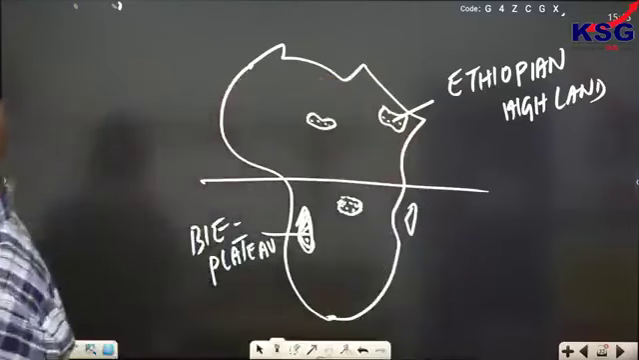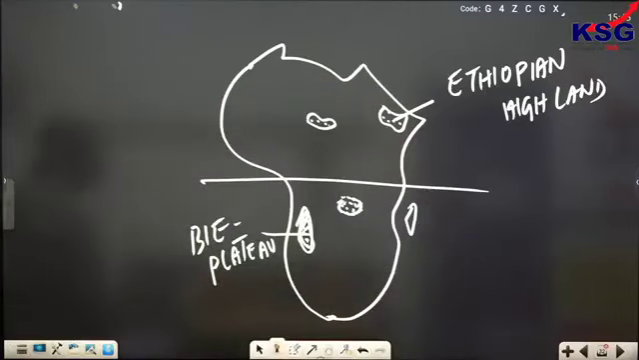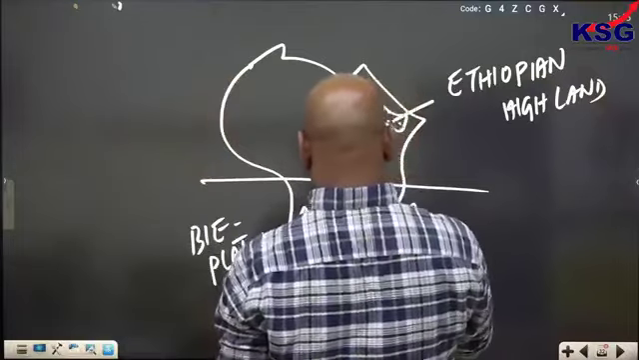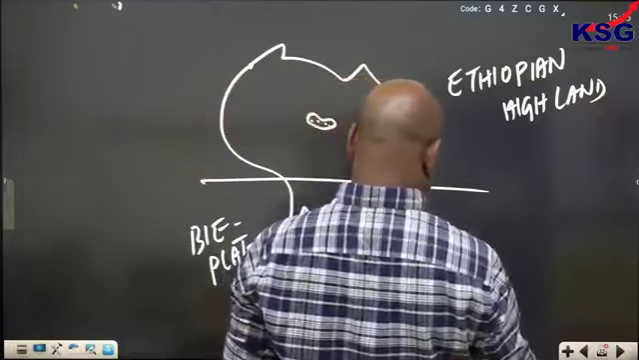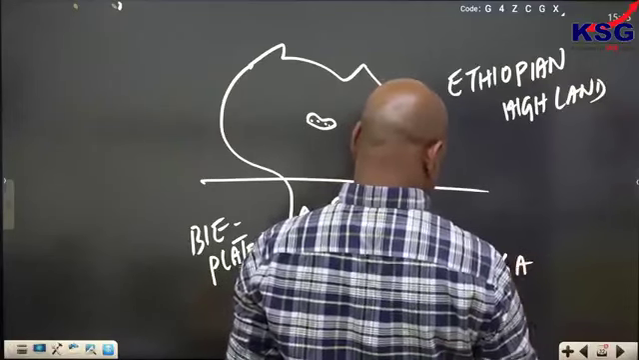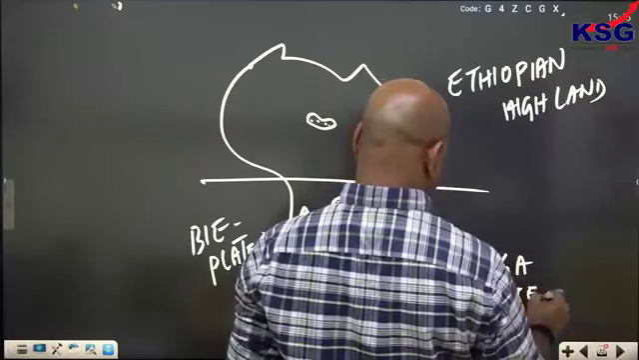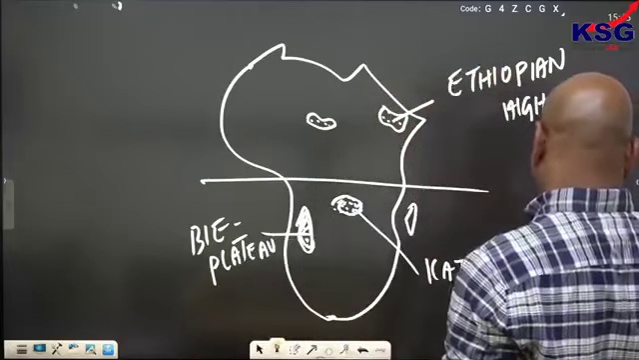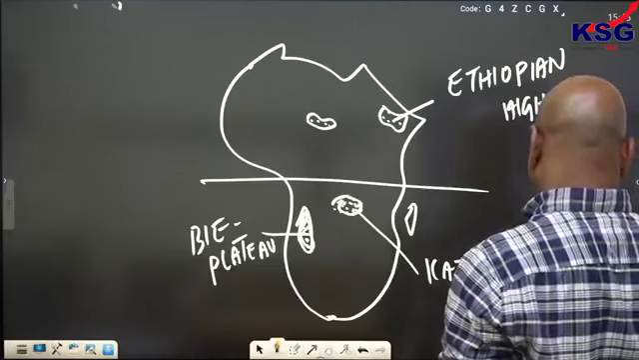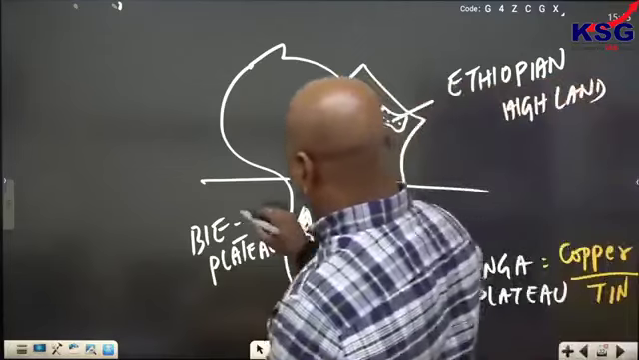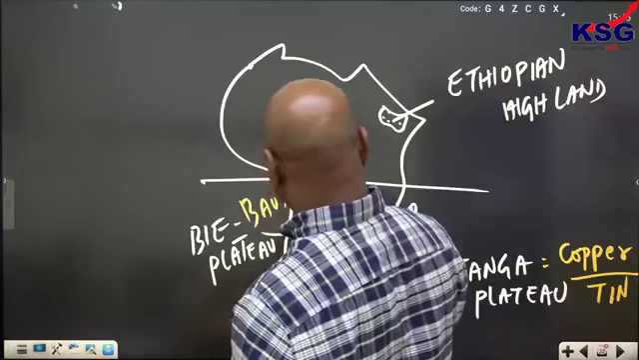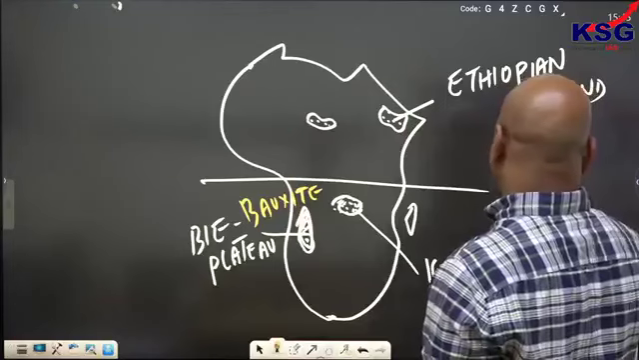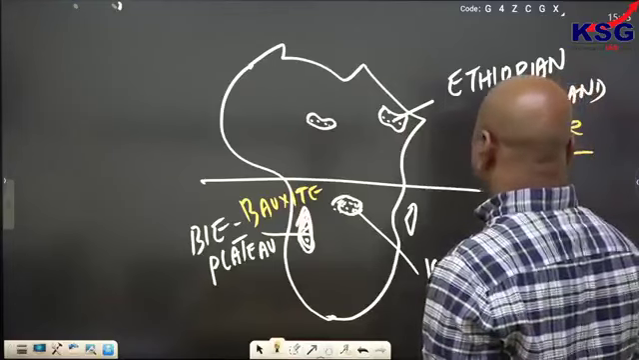Do you have the atlas with you in front of this? Can you look at what the upland is here? Katanga plateau, right? What is this? Katanga plateau. Katanga plateau is known for copper. It is called the copper plateau, famous for copper and tin. Bié Plateau is known for bauxite. Ethiopian Plateau is known for coffee plantation. Here, coffee.